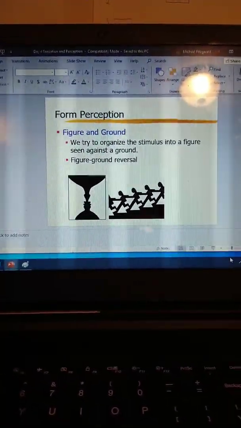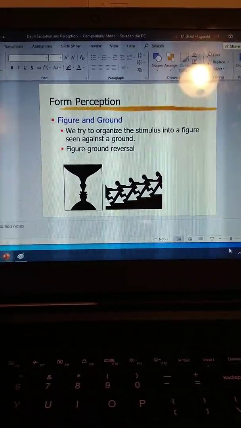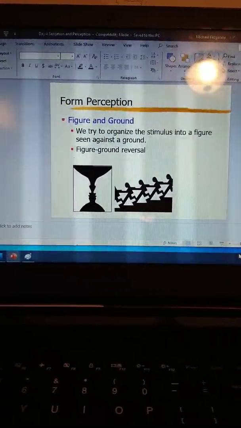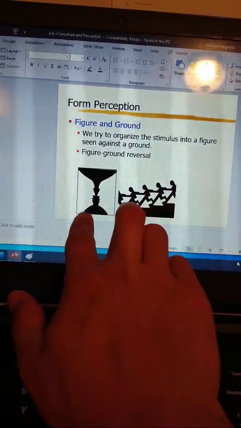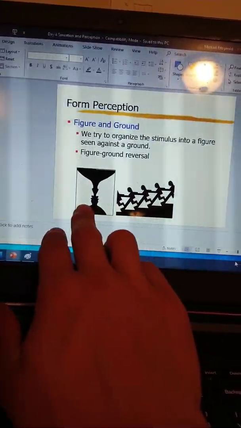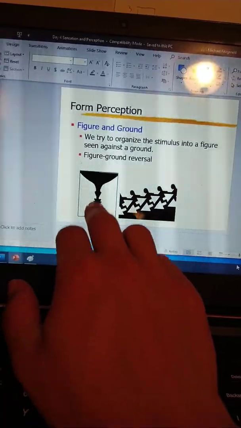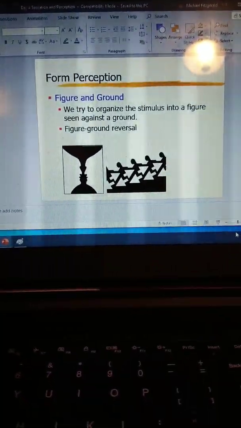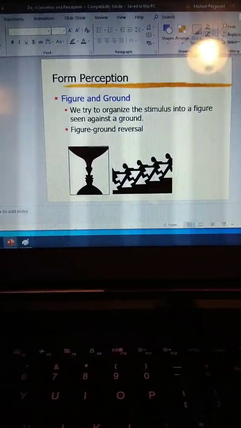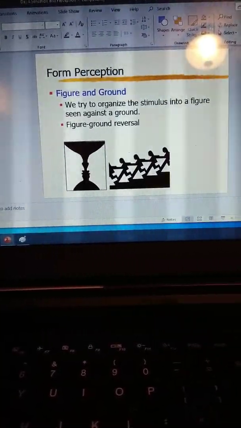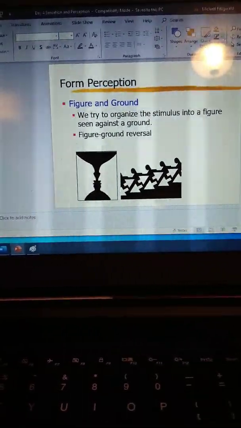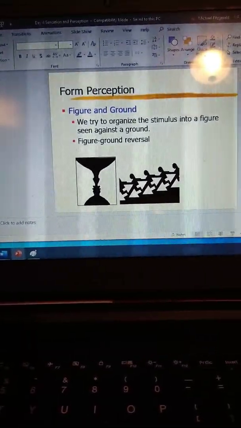With form perception, this is the idea of figure and ground, how we can see two different things. Like here, you will see two faces facing towards each other, and then you'll also see this chalice. When you see one thing, the other thing goes into the background. The thing that's popping out towards you, when you pay your attention to it, that's the figure. And ground is the background.